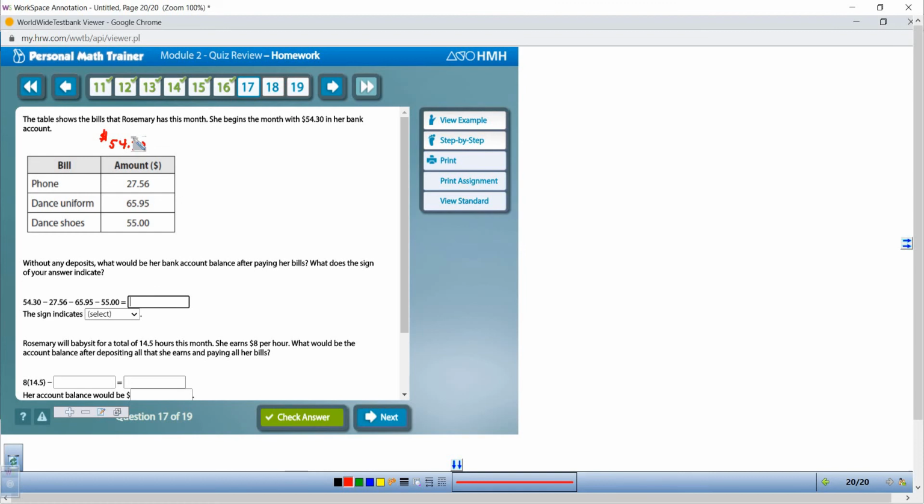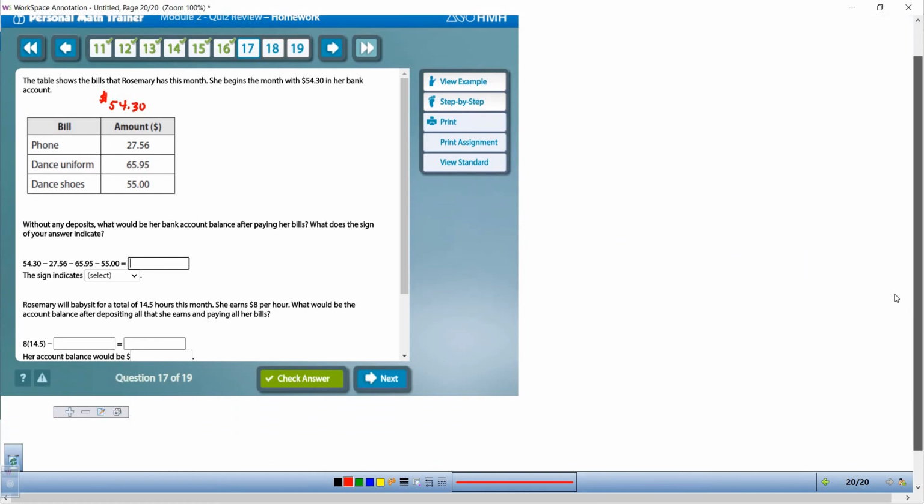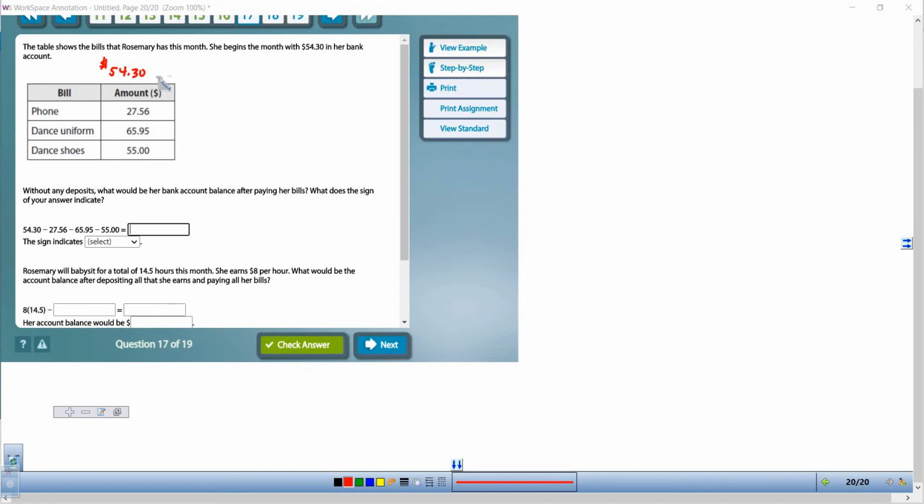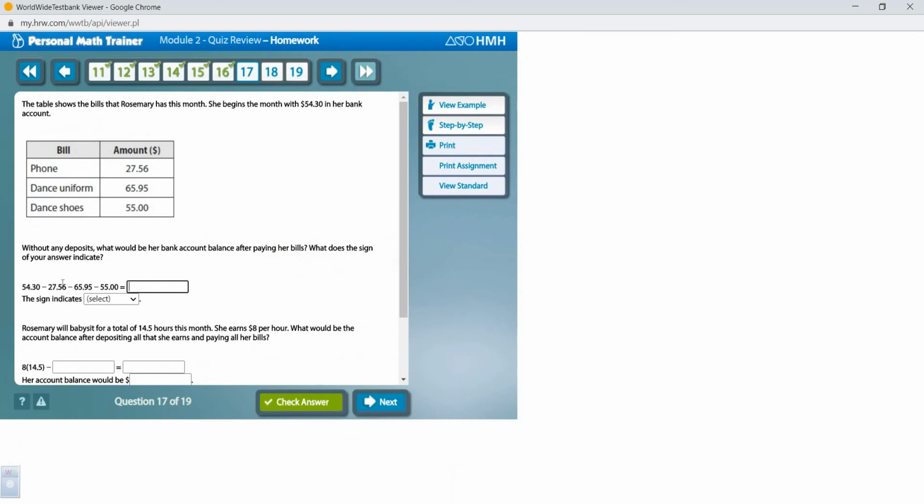Remember, deposits means you put money in. Withdrawals means you take money out. And generally, we like to have more money in the bank than we're taking out, right? So here we go. We have 54 minus 27.56 minus 65.95 minus 55. The sign is going to turn out to be negative. And by the way, overdraft means that she has less money than she started with. Overdraft means you're spending more money than you have.